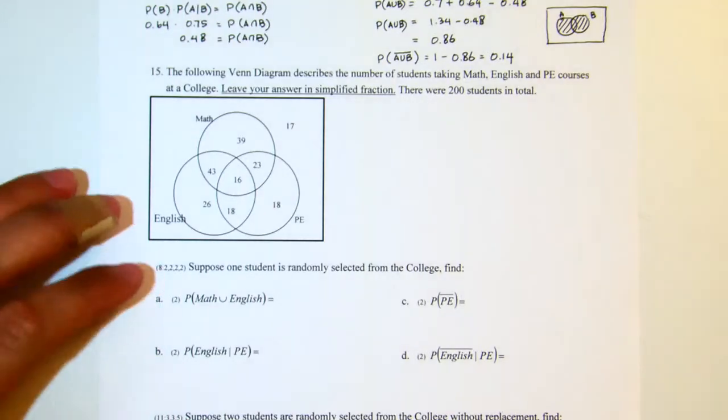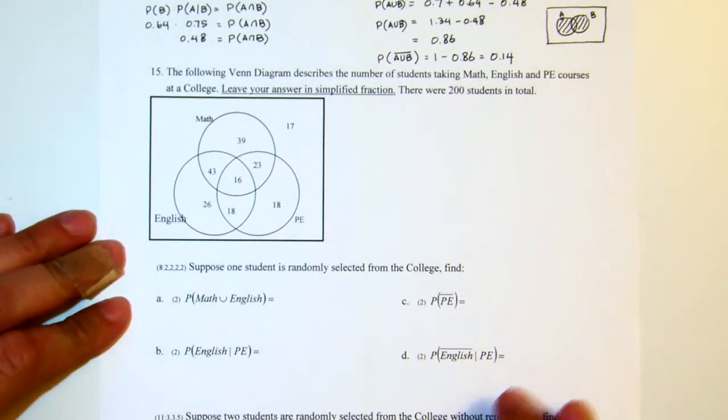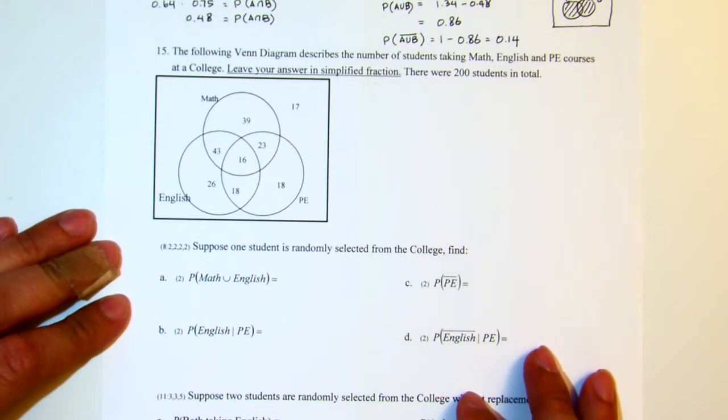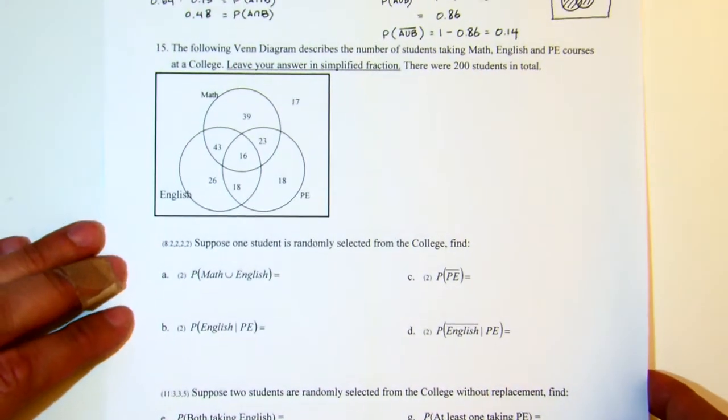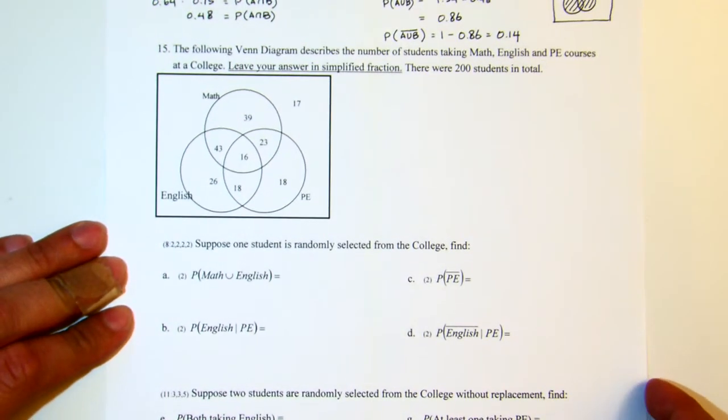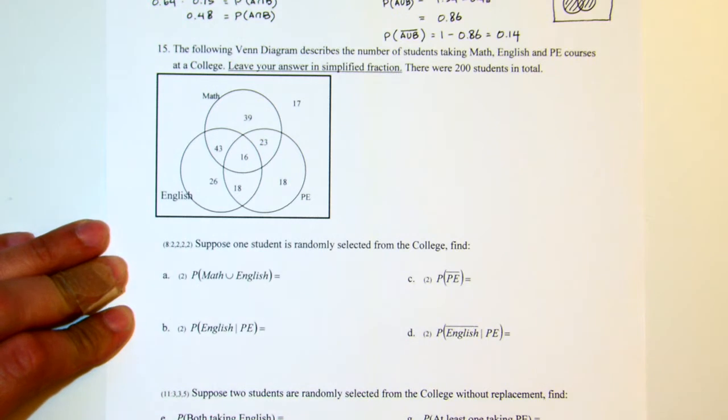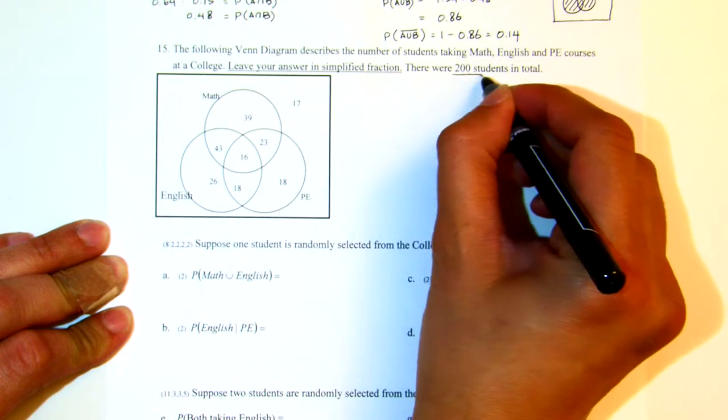We will now work on the last question of this test. This is from Fall 2011 Math 227 Test 1, number 15. The following Venn diagram describes the number of students taking math, English and PE courses at a college. Now you will leave your answer in simplified fraction. There were 200 students in total.